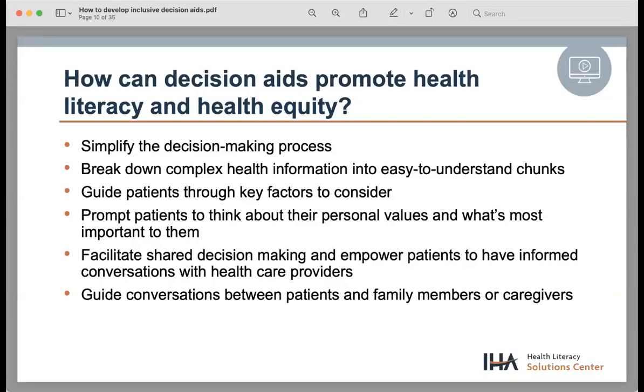So we typically think of patients as the primary audience for decision aids, but family members and caregivers can use decision aids as well, or patients can go through a decision aid and then share what they've learned and some of the decisions they've made with their family members or caregivers to talk through some of the risks and benefits of treatment options or testing options, or just use that as a jumping off point to talk about how the treatment will affect their lives and the support that they might need. So there are a lot of ways that decision aids can be helpful in promoting health literacy and health equity.